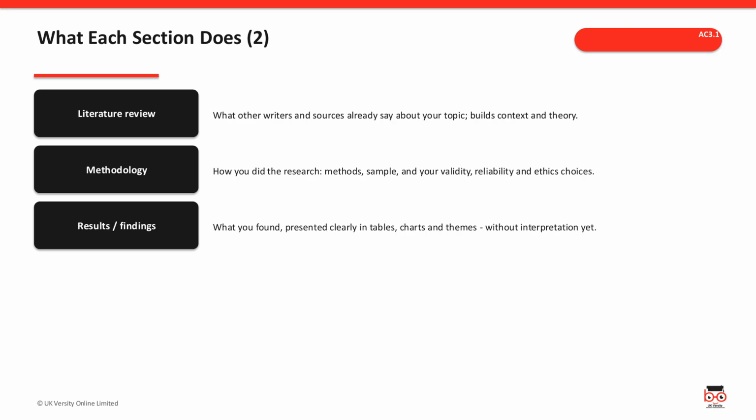Now, the middle of the report, where the real substance lives. The literature review gathers what other writers already say about your topic, building context and theory. The methodology explains exactly how you did the research, your methods, your sample, and your validity, reliability, and ethics choices. Then the results section presents what you found clearly in tables, charts, and themes, but crucially without interpreting it yet.